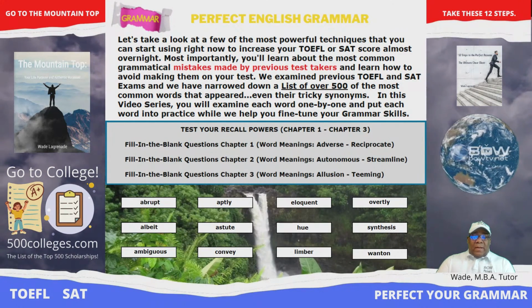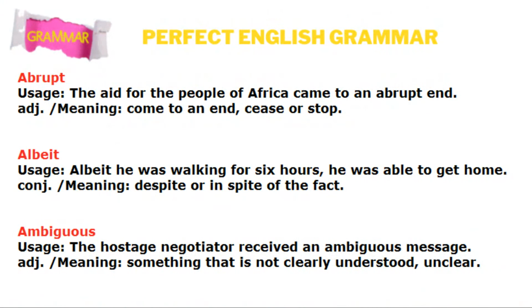If we take a look at the next word on our list, it is albeit. Usage: albeit he was walking for 6 hours, he was able to get home. And we have the meaning, despite or in spite of the fact. We have a synonym, although, and a conjunction would be in spite of. And then we have ambiguous. Usage: the hostage negotiator received an ambiguous message. Adjective meaning something that is not clearly understood, or unclear.